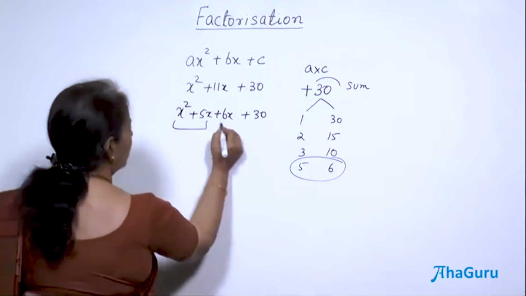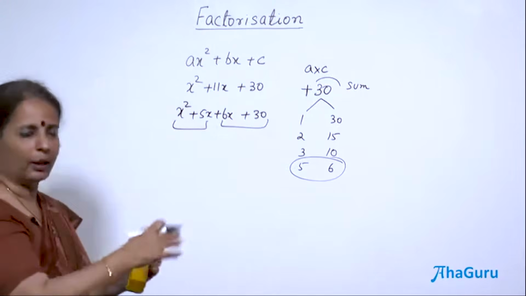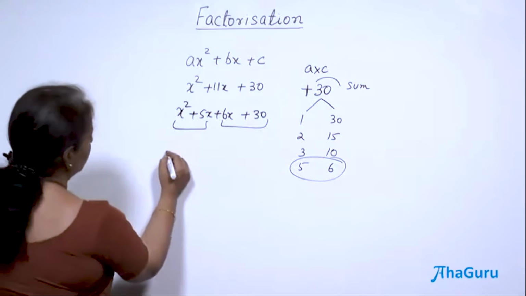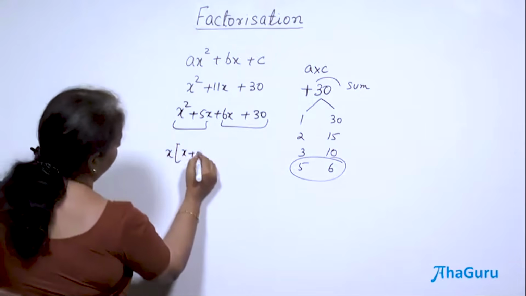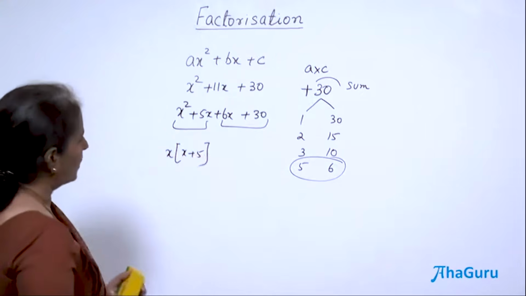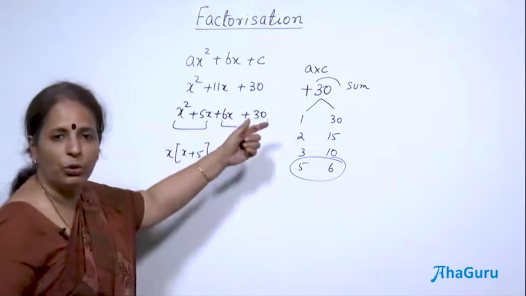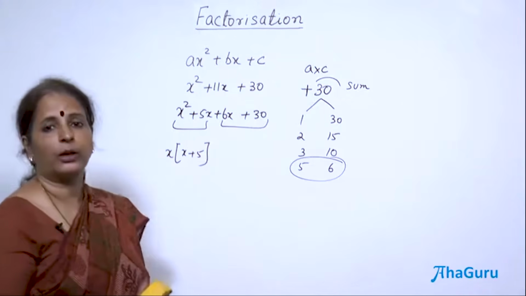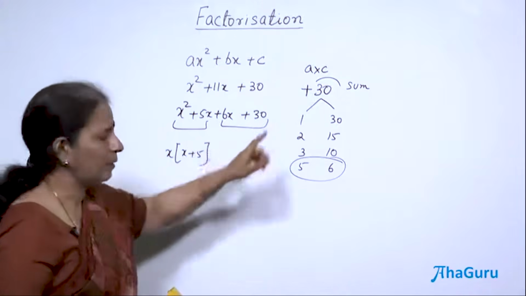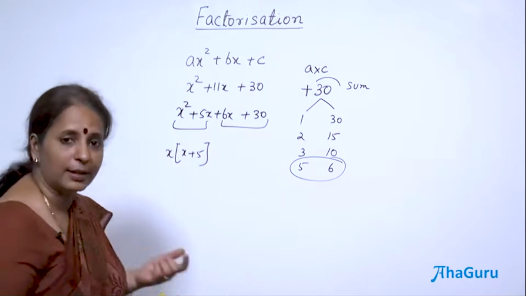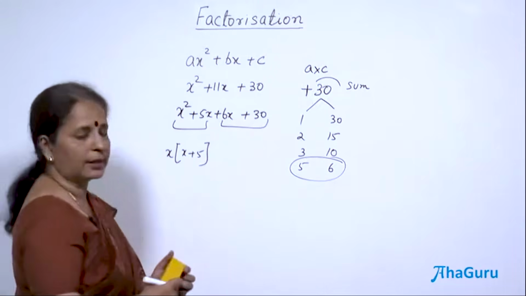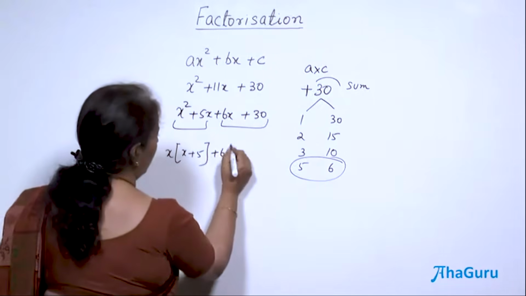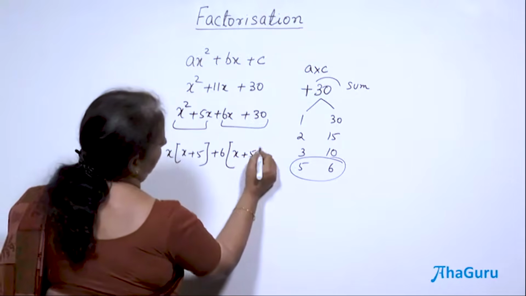Here automatically you will see that you can take out common in groups. So just look at the first 2, you take x common, you get x plus 5. From the second, these 2 terms, there is no variable that is common because here you have x, here you don't have x. You cannot take out x. But between 6 and 30, the only thing that is common is 6, because for both of them 6 is a factor. So, I can take out 6 as factor. So, x plus 5, correct?